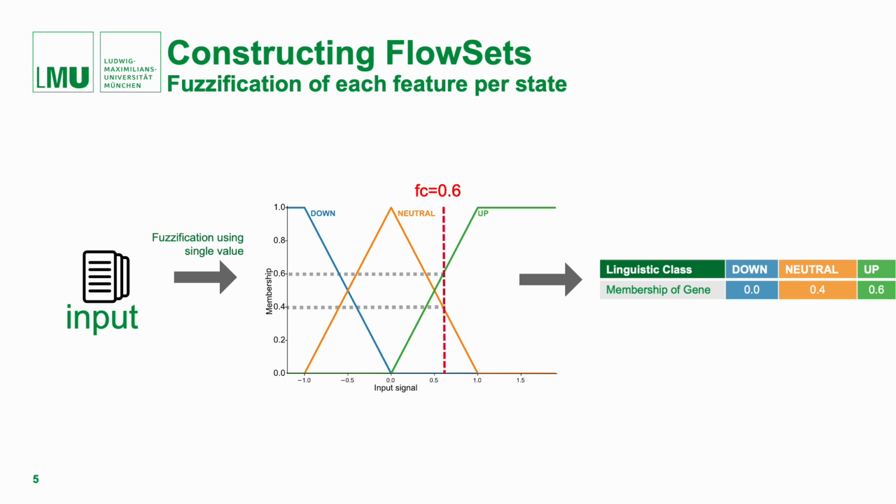easily understandable way. We take our input values, here for example fold changes, and assign them to fuzzy variables. Here, for fold changes, we normally speak about downregulation, neutral, or upregulation. A fold change of 0.6 is normally regarded as slightly upregulated. We assign it to up with 0.6, neutral with 0.4, and down with 0 membership.